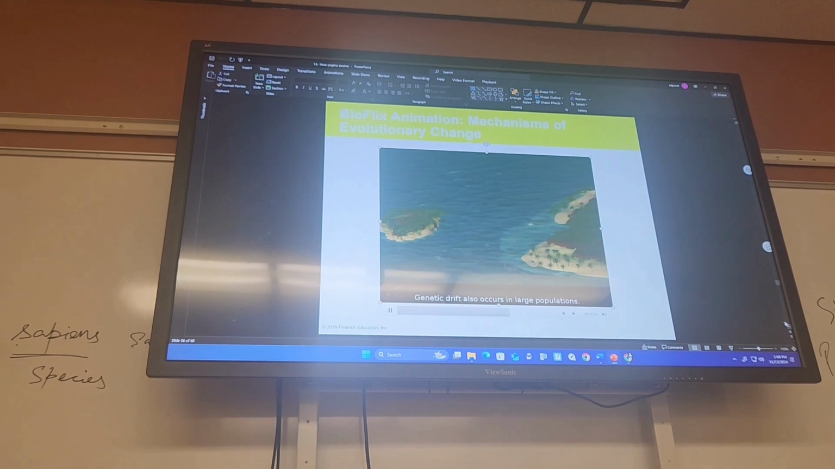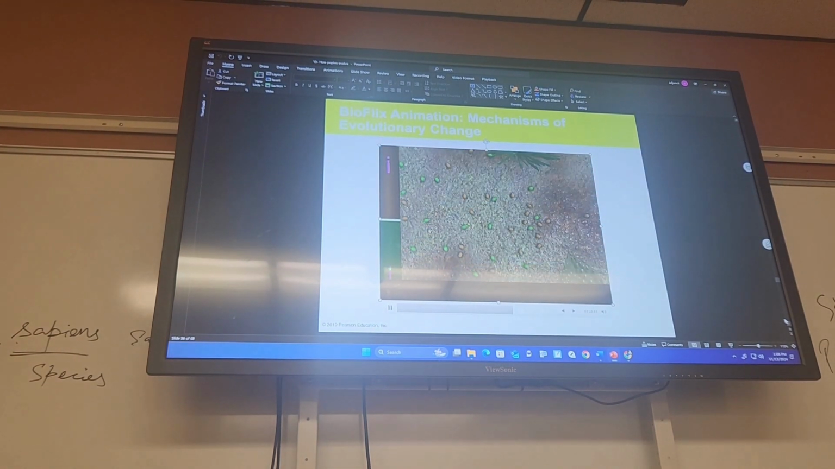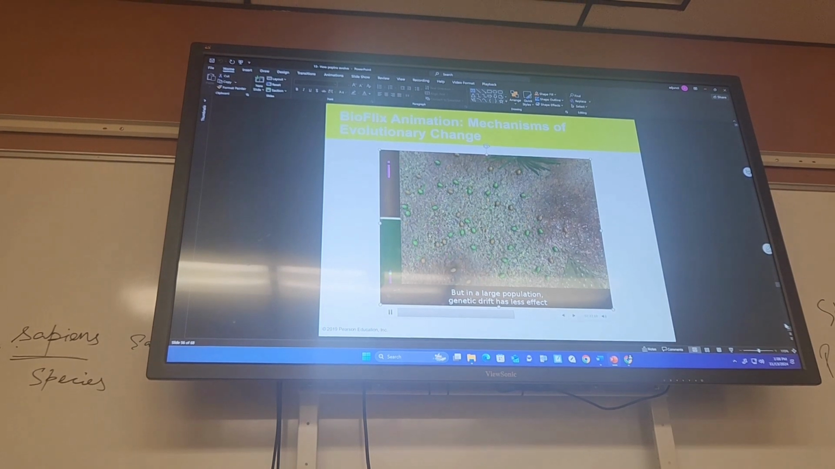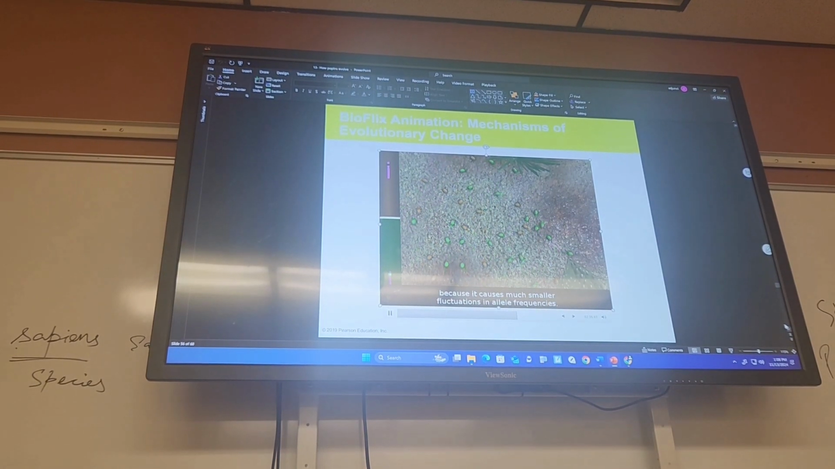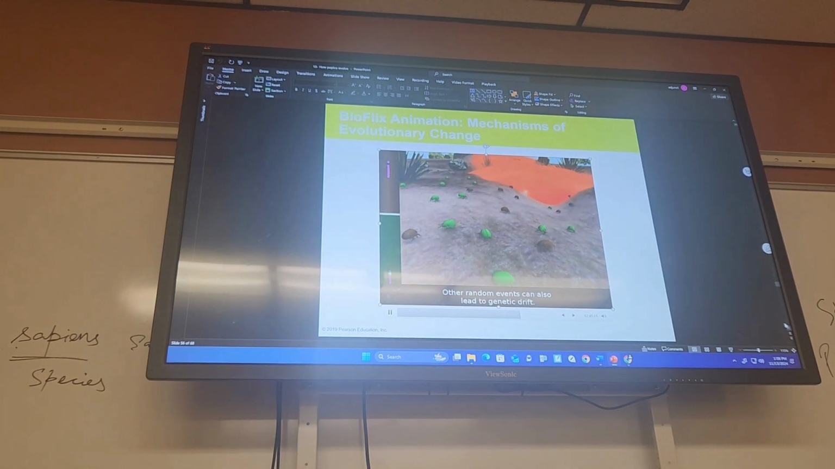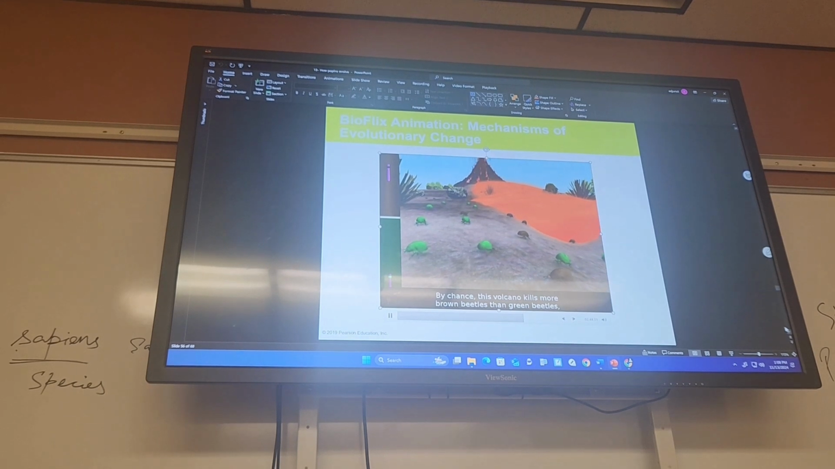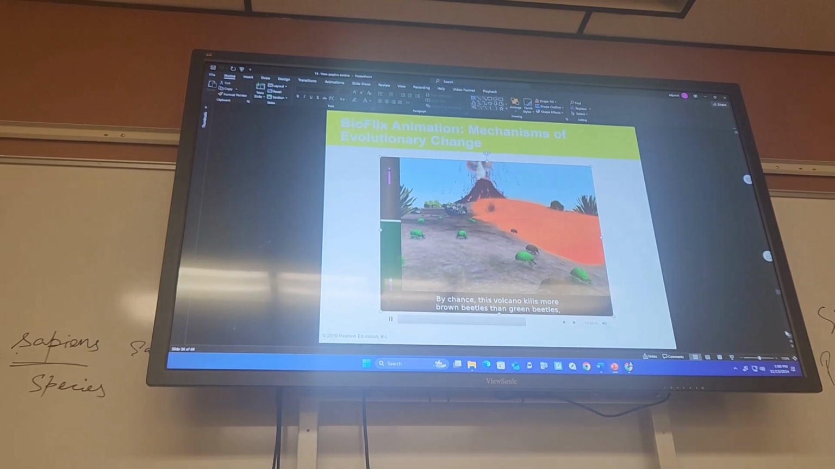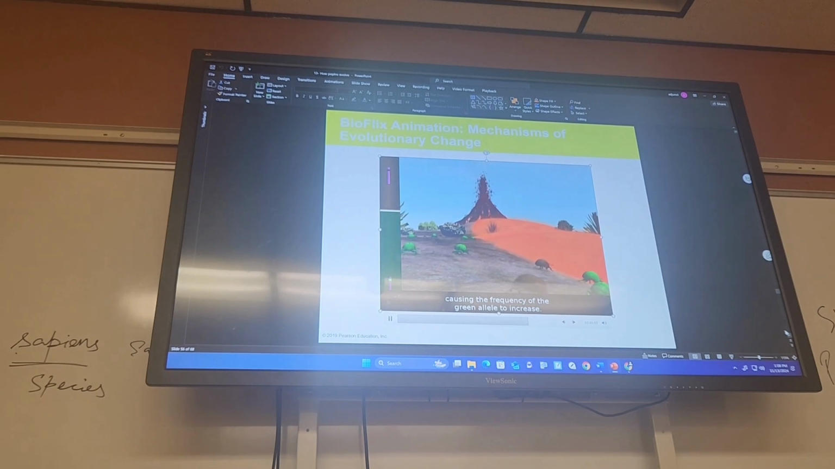Genetic drift also occurs in large populations. But in a large population, genetic drift has less effect because it causes much smaller fluctuations in allele frequencies. Other random events can also lead to genetic drift. By chance, this volcano kills more brown beetles than green beetles, causing the frequency of the green allele to increase.